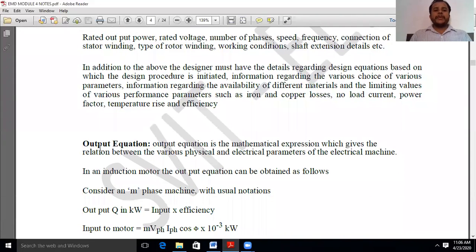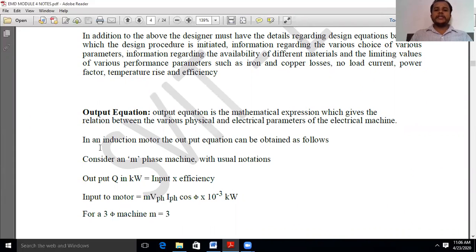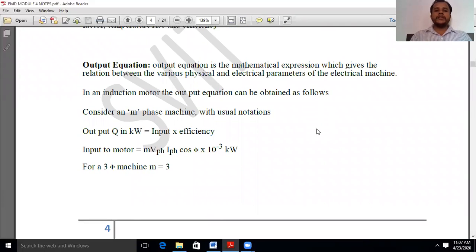So first we'll discuss the output equation of this particular induction motor. The output equation is the mathematical expression which gives the relation between the various physical and electrical parameters of the electrical machine. In an induction motor, the output equation can be obtained as follows.